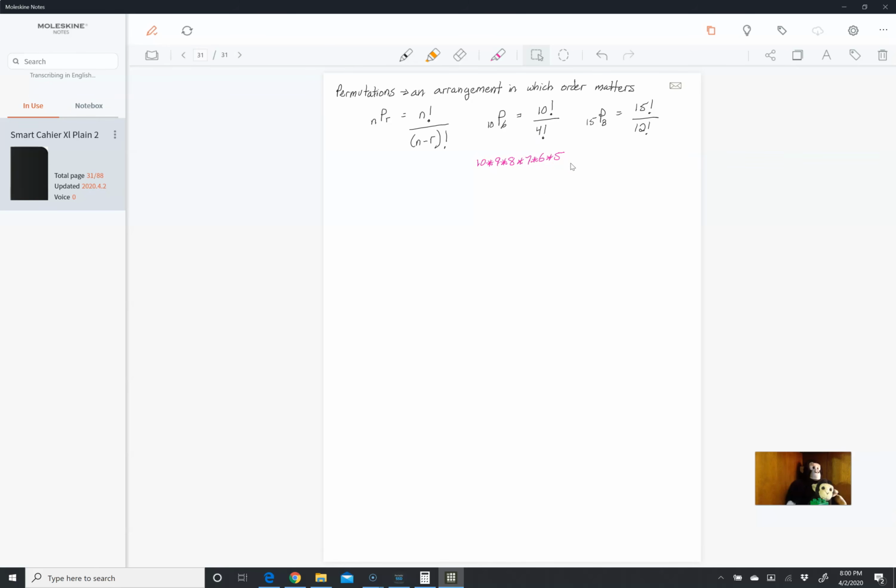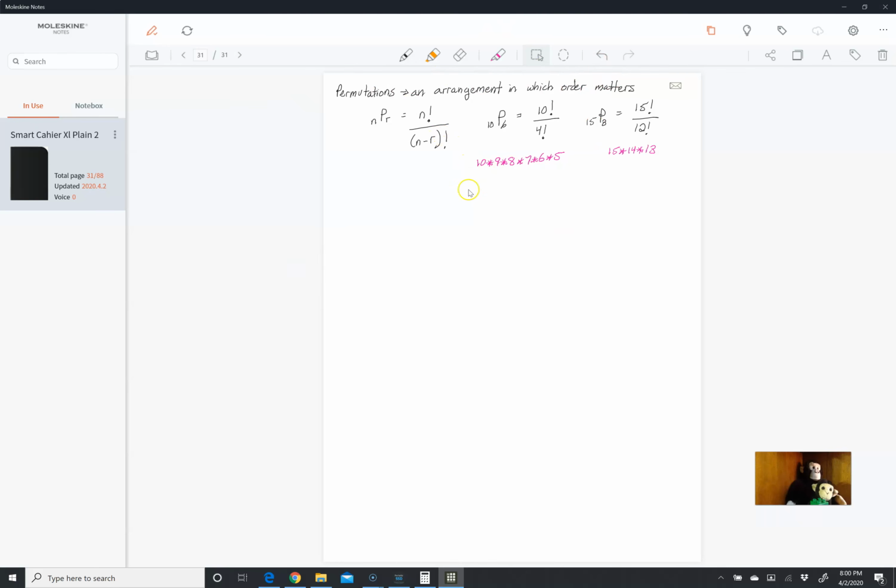Okay? 15P3 is 15 times 14 times 13. So we're saying do 15 numbers, stop after 3 of those numbers, and the 12 factorial is what cancels out everything that would come after this, the 12 times 11 times 10 and so forth to the times 1. Okay, so this would be the number of permutations.